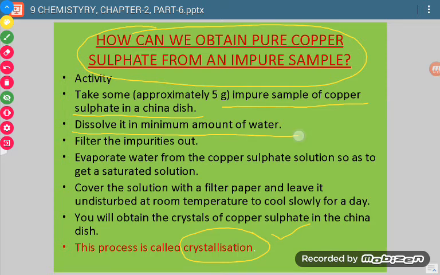Now we will dissolve it in a minimum amount of water. Then we will do the process of filtration, so that insoluble impurities can be separated. Now this solution we will keep on heating, and that process is called evaporation. Now after evaporation, till what time do we have to evaporate? Till there is formation of a saturated solution. Saturated solution, you know what is a saturated solution? It is one in which we cannot dissolve more solute.